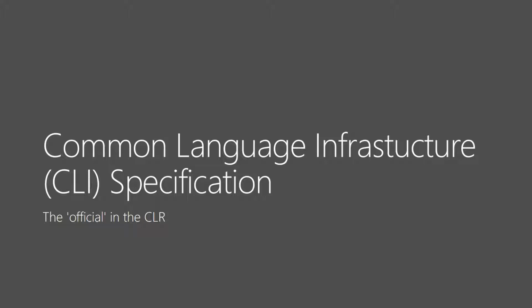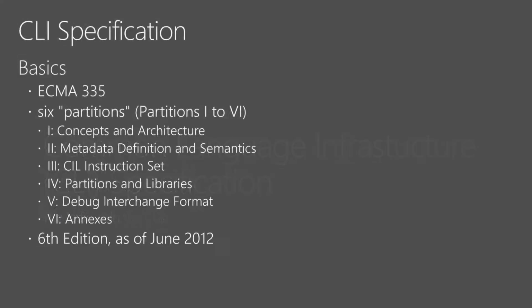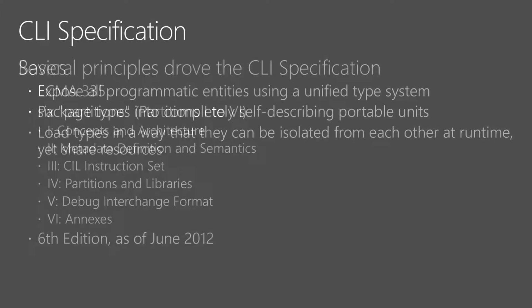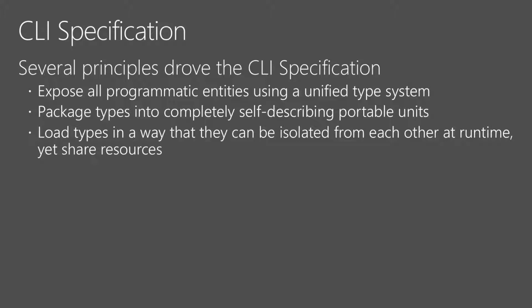It helps to understand a little bit about what the CLI provides, because in many respects, .NET Standard is not an attempt to replace this. The CLI itself, for those of you who are curious, is broken into 6 different documents, what they call 6 partitions. And the idea behind the CLI spec, in the words of the authors of these documents, is that we want to bring a unified type system. We want to package types into self-describing portable units, aka assemblies. We want to be able to load types in a way that they can be isolated when necessary.